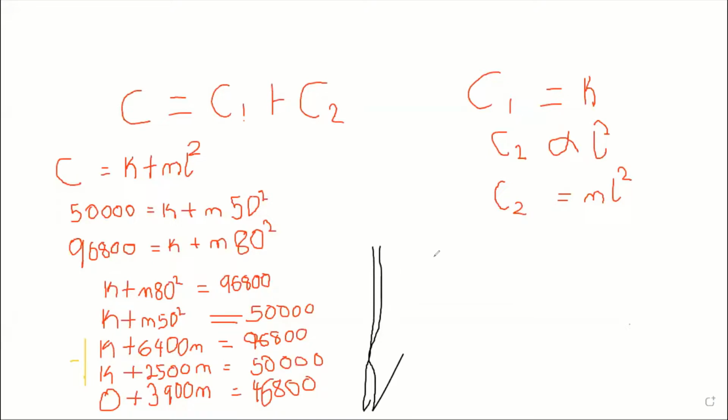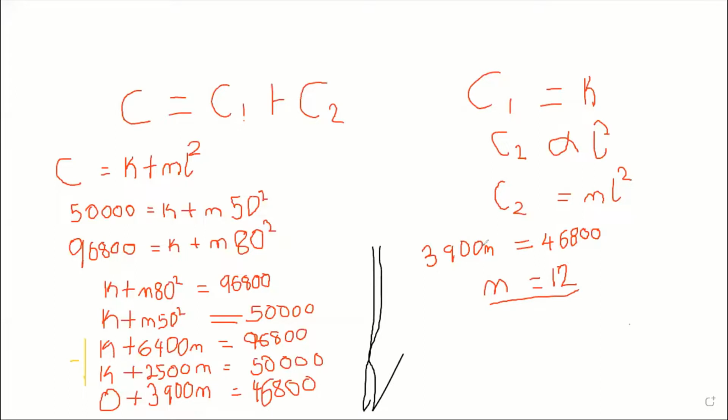So now we have 3,900 M is equal to 46,800. Now, when you divide both sides by 3,900, you get M as 12. So that's the first constant we have got.